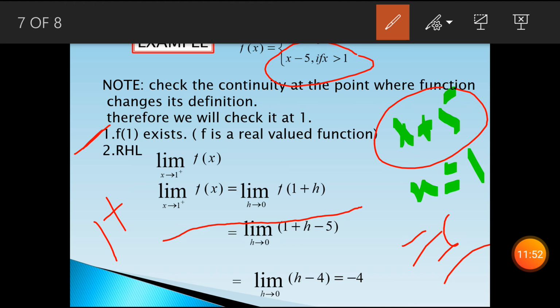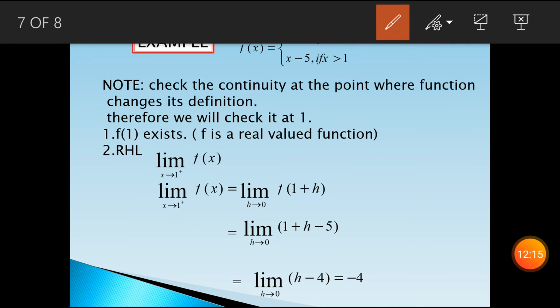Now just put the value 1 plus h, meaning greater than 1. For greater than 1, our function is x minus 5. So in place of x, we put 1 plus h, giving 1 plus h minus 5. The result will be h minus 4. If you apply the limit, you will get minus 4. So our right hand limit is minus 4.